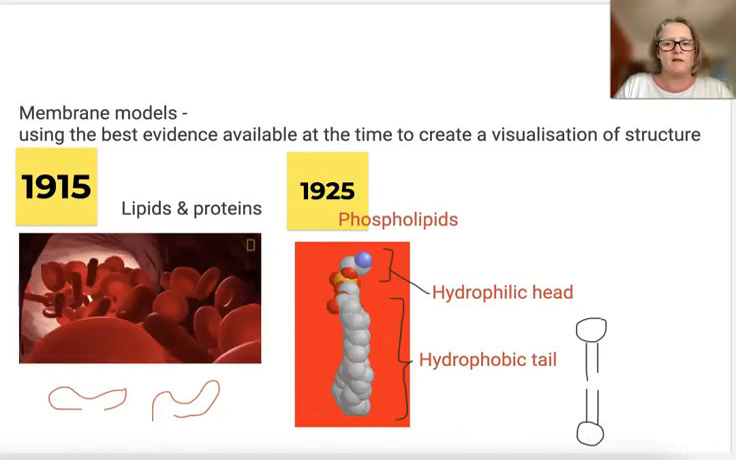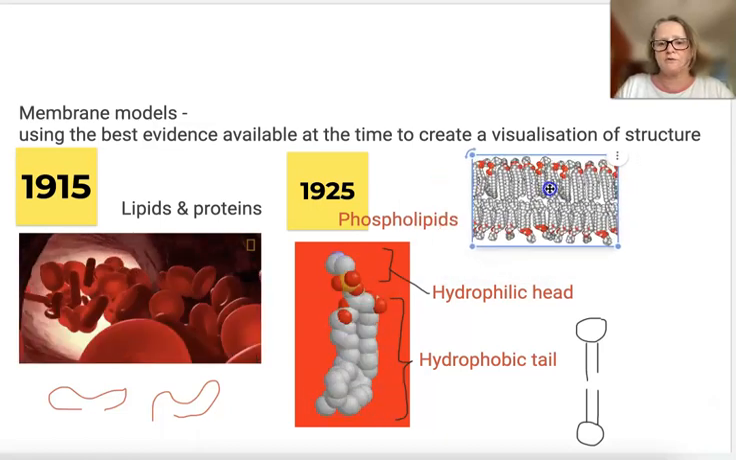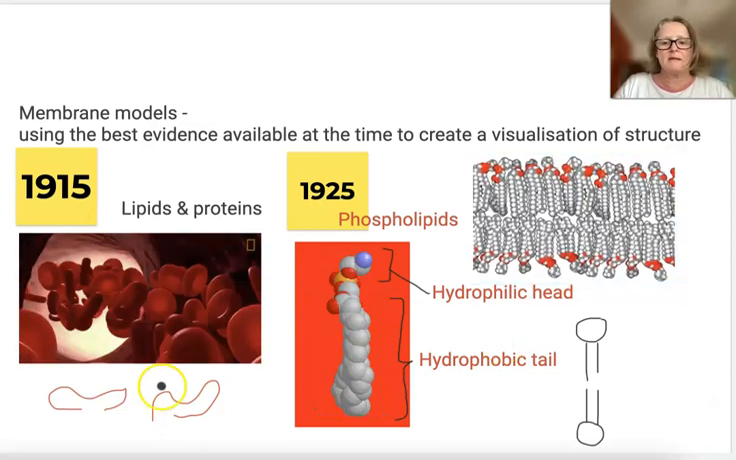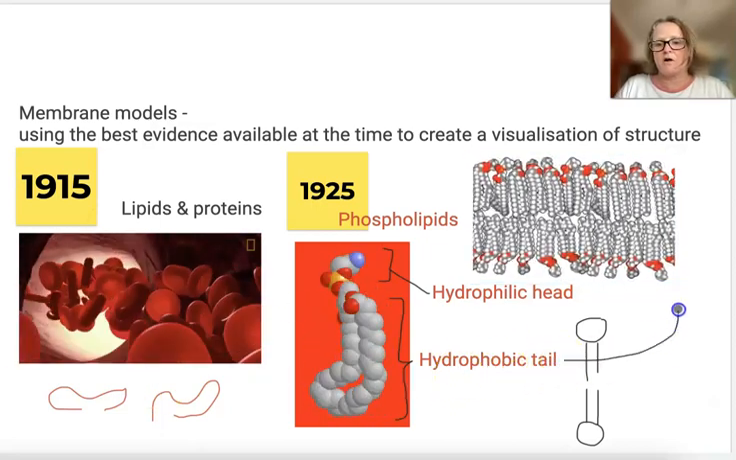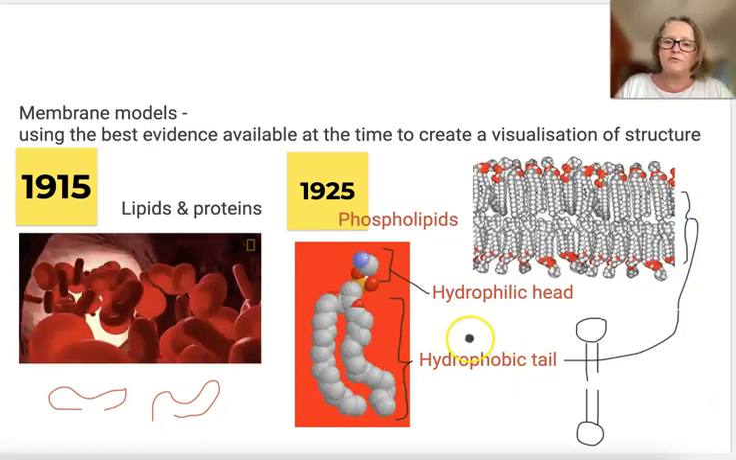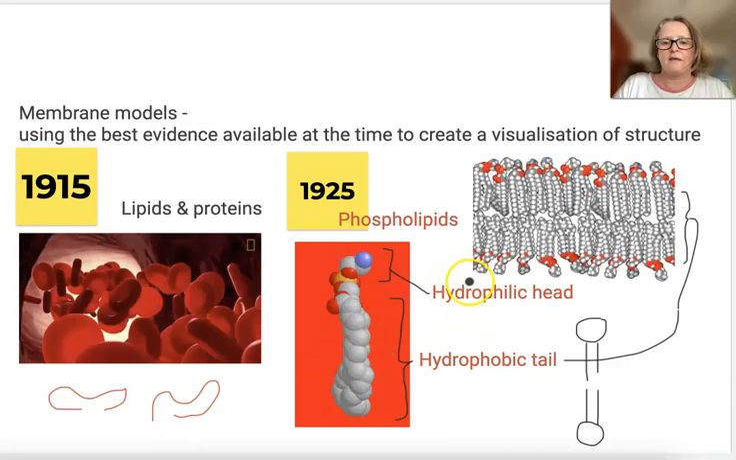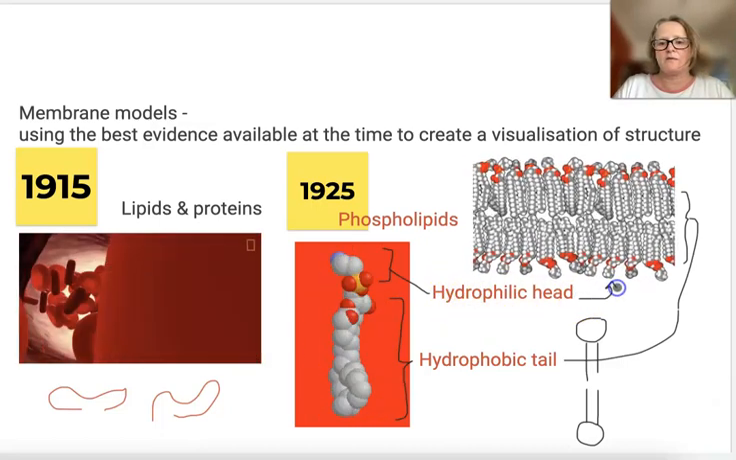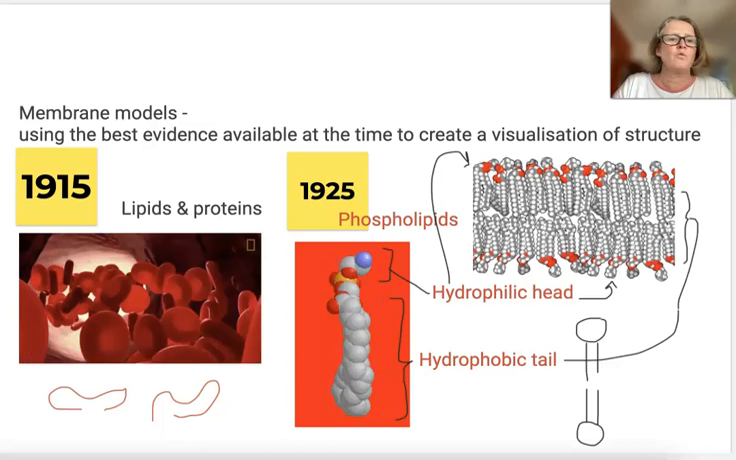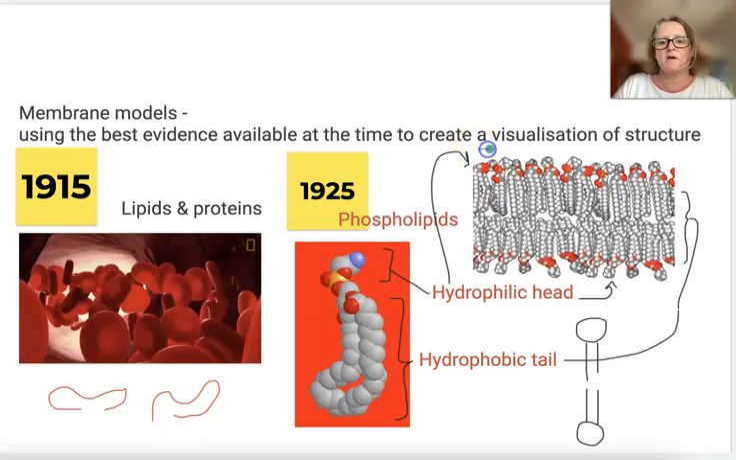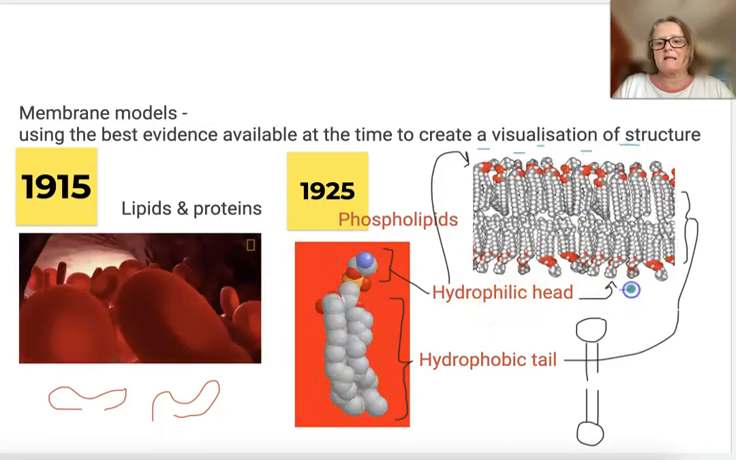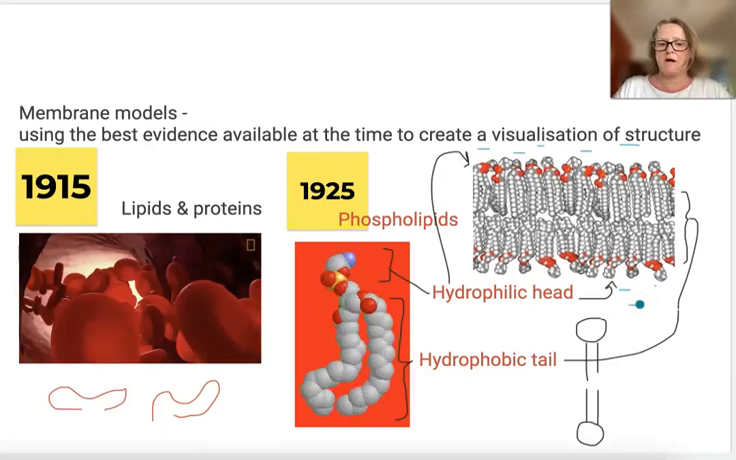So I've got another little image here of a bilayer with lots of phospholipids associating. In the middle, we've got the hydrophobic bit. So all the hydrophobic tails are in the middle here. And all the hydrophilic bits, the heads, are on the outside. So they're on the outside on this side of the layer and on this side of the layer. And that means that we can have water on both sides of this membrane, and it's a very stable structure. So that's a phospholipid bilayer.